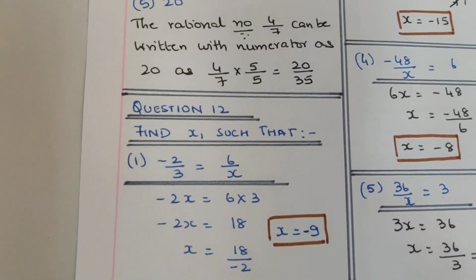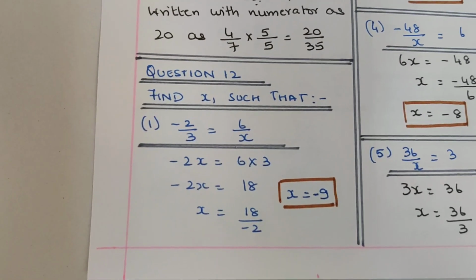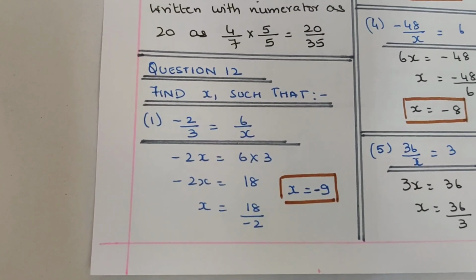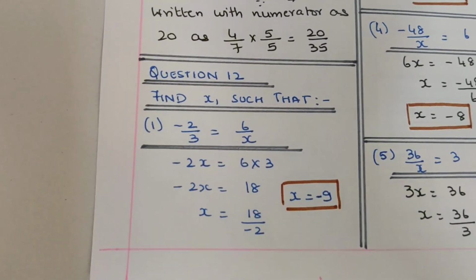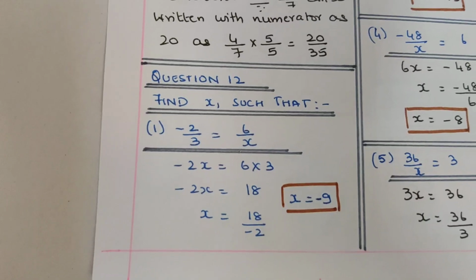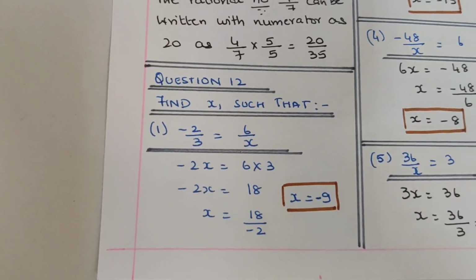Now let's move on to question number 12. They are asking you to find x. Minus 2 by 3 is equal to 6 by x. Let's do the cross multiplication. Therefore, you get minus 2x is equal to 6 into 3, and minus 2x is equal to 18. x is equal to 18 by minus 2, that is x is equal to minus 9.